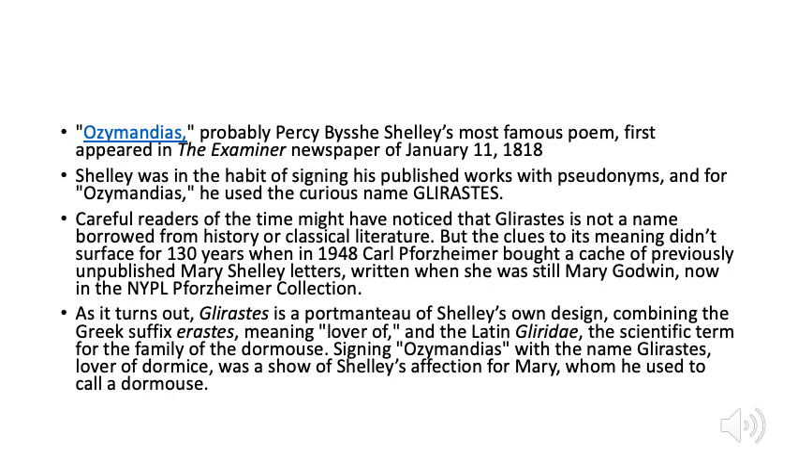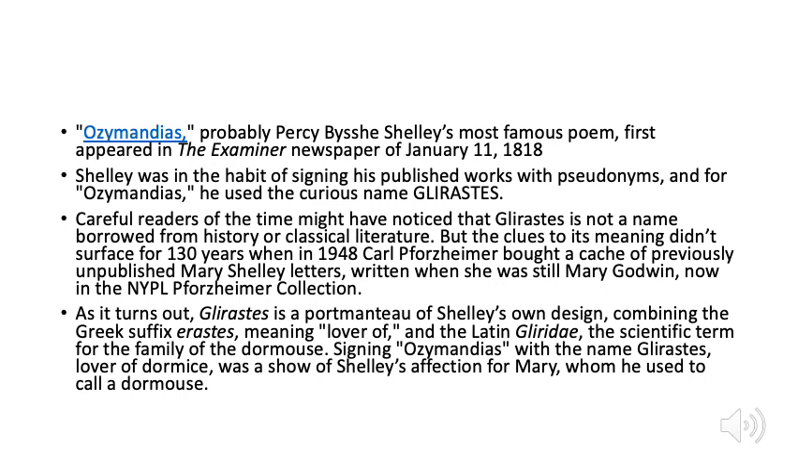So let's focus our attention on Ozymandias, which appeared for the first time in The Examiner, a newspaper, on the 11th of January, 1818. And an interesting thing about the sonnet is the pen name or the pseudonym that Shelley used, Glirastes. He was often in the habit of using different pseudonyms, but for this one he used the word Glirastes. That helps us to locate the time around which it must have been composed.